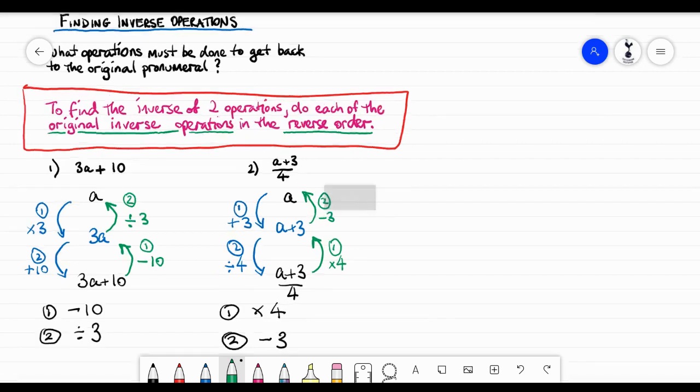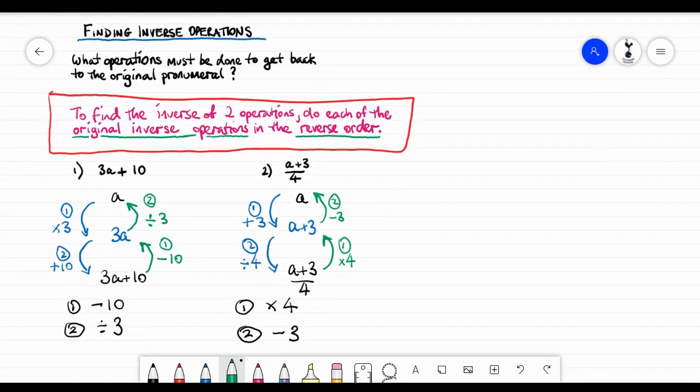Okay, hope that helps to find the inverse operation of a more complicated expression where there's two steps involved, two or more steps.